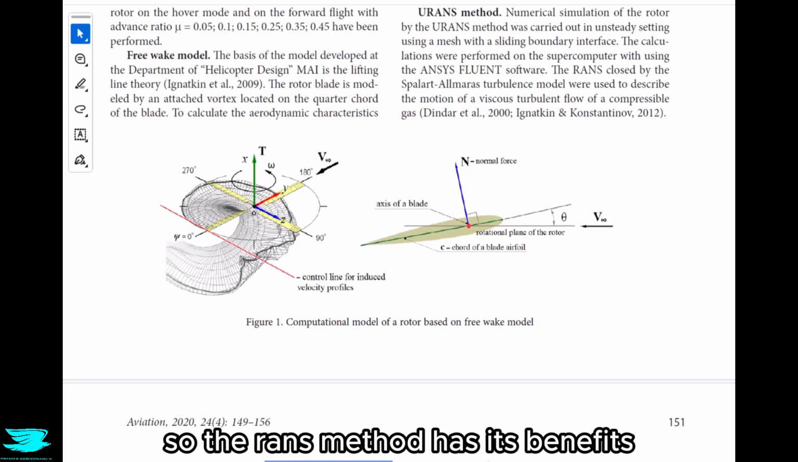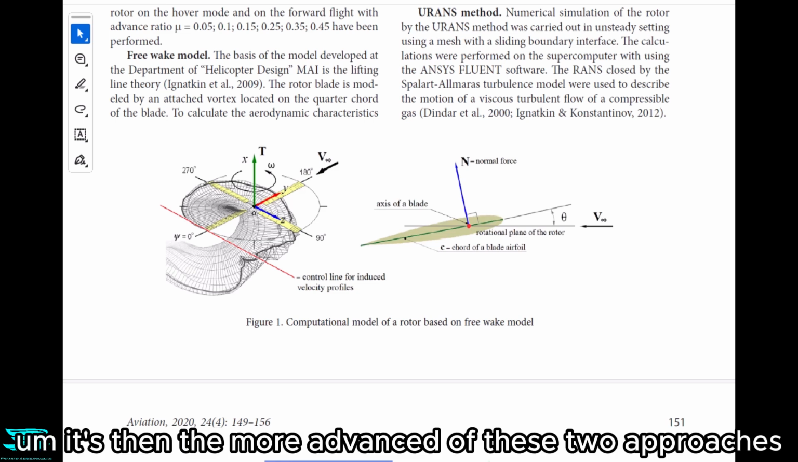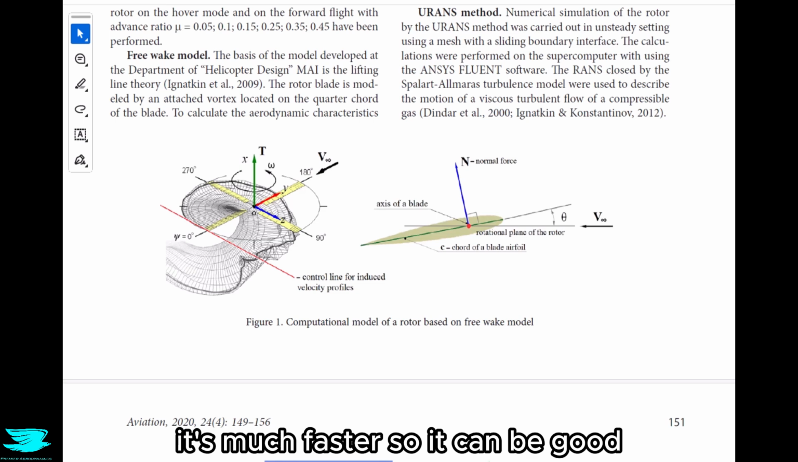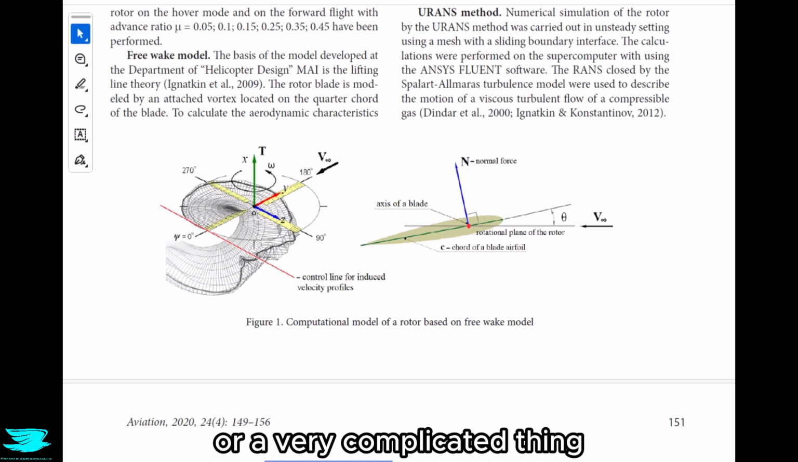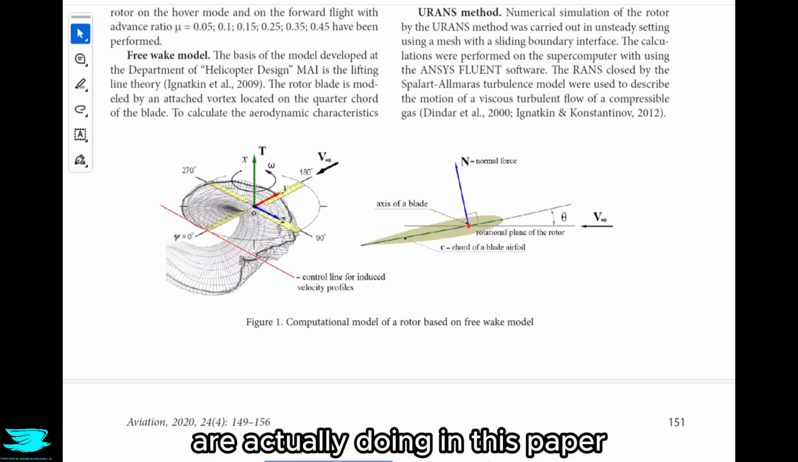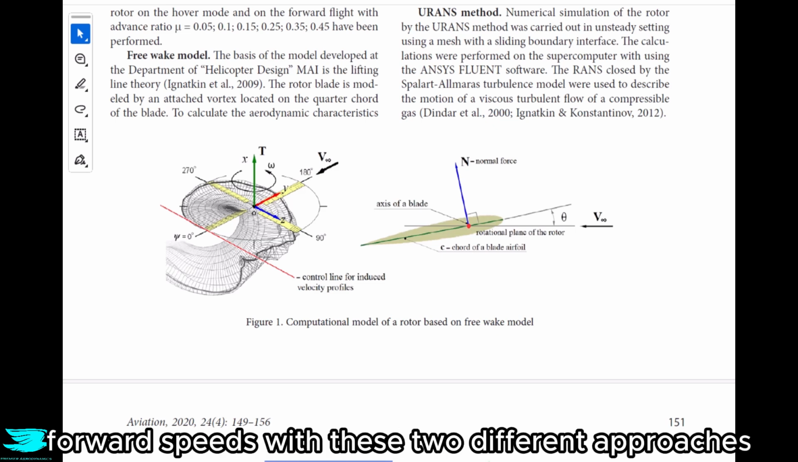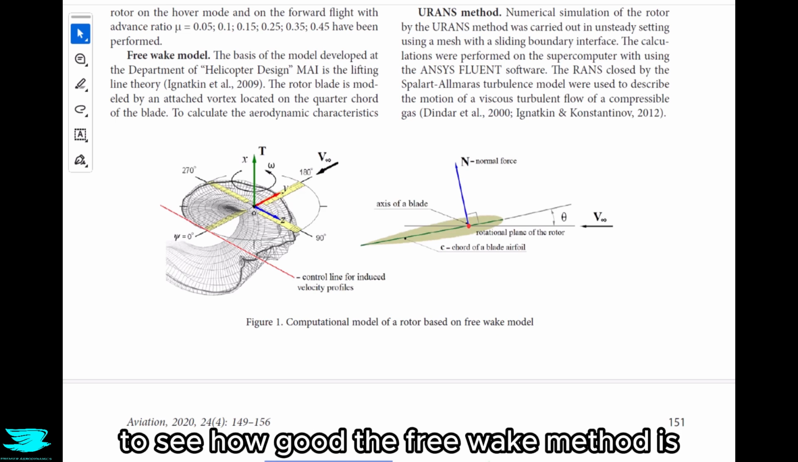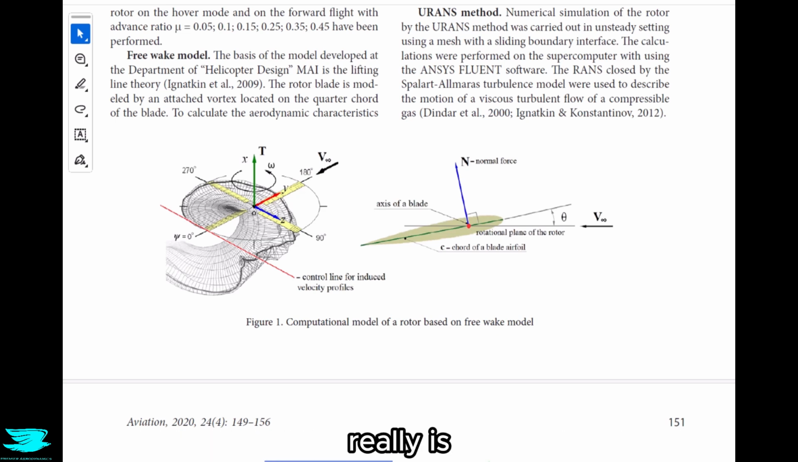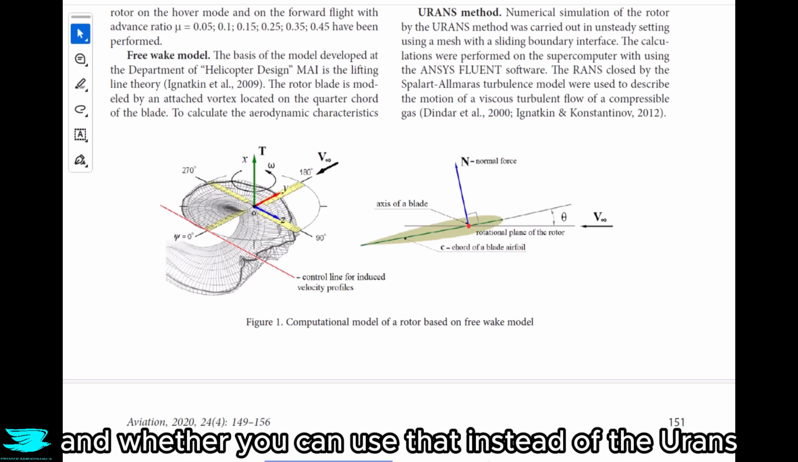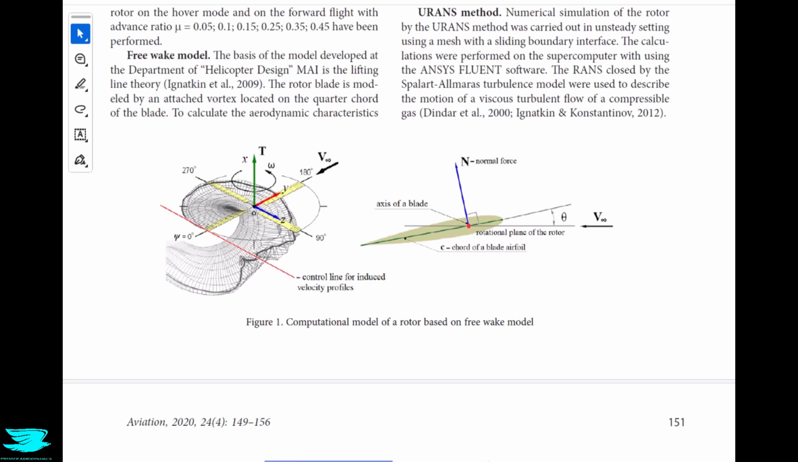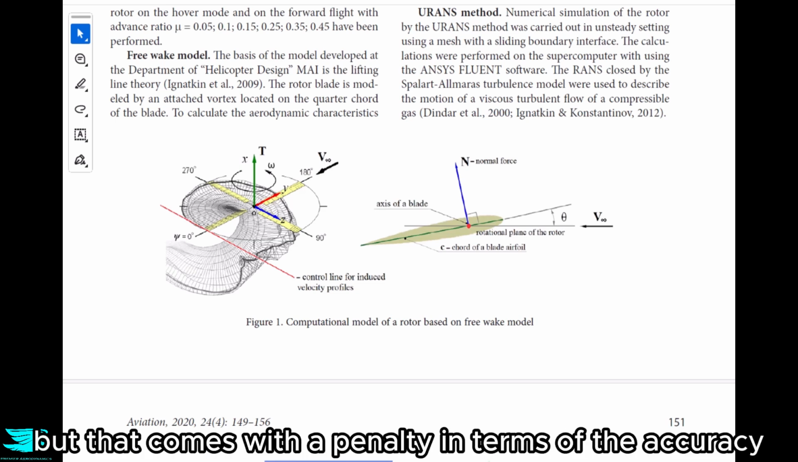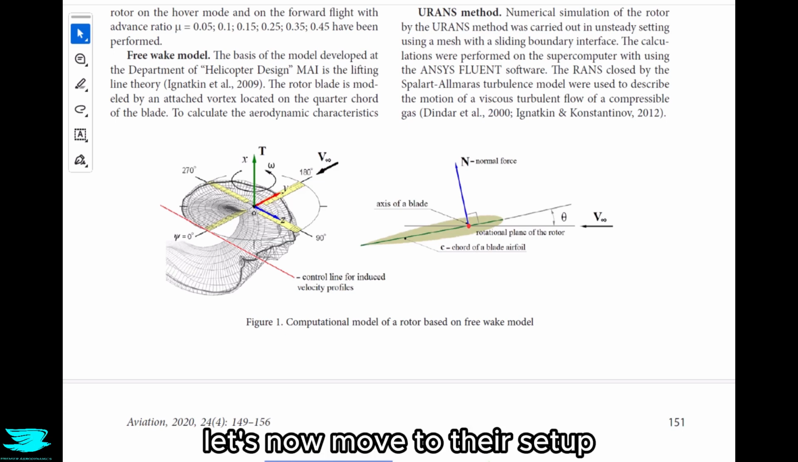So the URANS method has its benefits. It's faster than the more advanced Navier-Stokes approaches, so it can be good if you need to simulate a bunch of different things or a very complicated thing. So what the authors are actually doing in this paper is simulating the rotor at different forward speeds with these two different approaches to see how good the free wake method really is, and whether you can use that instead of the URANS method because it's even faster, maybe like 100 times faster or so. Non-viscous solvers are way faster, but that comes with a penalty in terms of the accuracy. Let's now move to their setup.